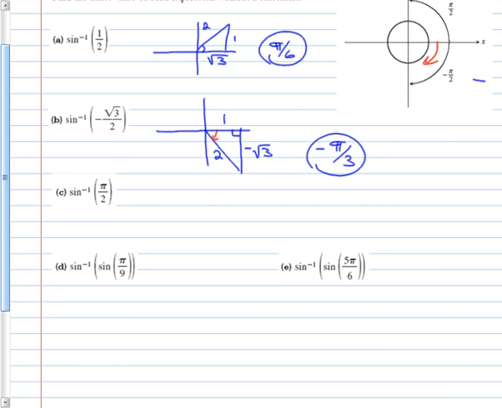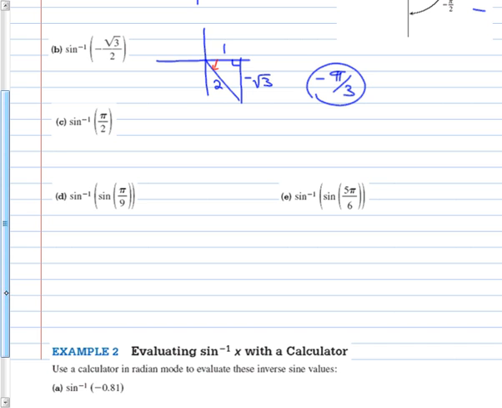So let's try another one. Inverse sine of pi over 2. Now don't be confused by them throwing a pi in here. This is not an angle. This is still a number, just like negative square root of 3 divided by 2 is a number. In fact, what do you get if you take pi and divide by 2? Why don't you try your calculators? What number is that? Pi divided by 2.